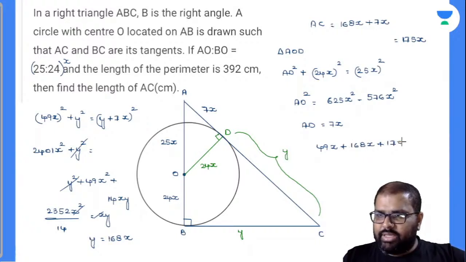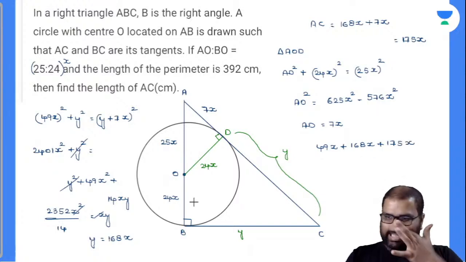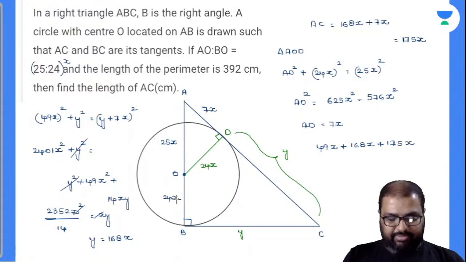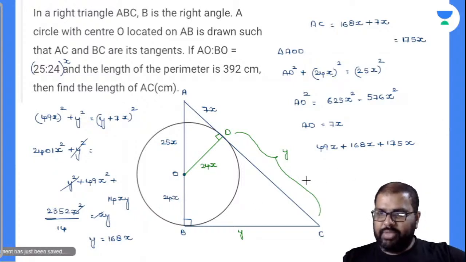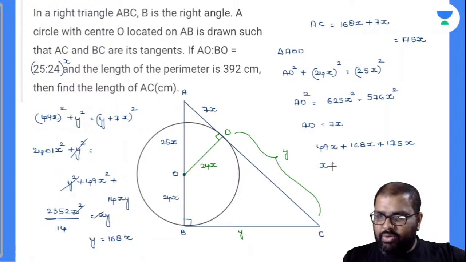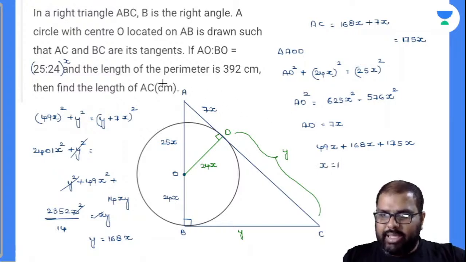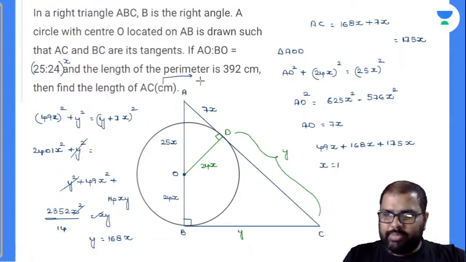This will be equal to 392 only. You can check there, 168 plus 175 plus 49 is 392. So by this, my x value will be equal to 1. My answer, AC value, is nothing but equal to how much? Is it 175x? Yes, it is 175.